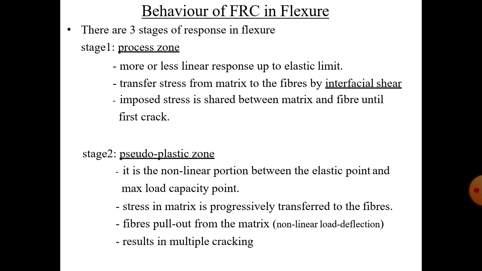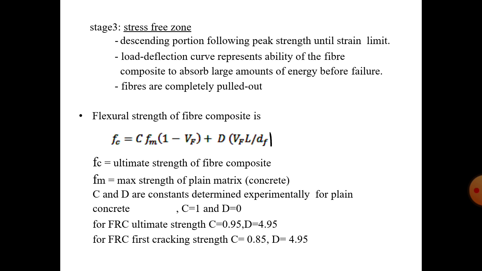In the process zone, it's more or less a linear response up to an elastic limit. Then stress is transferred from matrix to the fibers by interfacial shear, and the imposed stress is shared between matrix and fiber until the first crack. In the pseudoplastic zone, it is a nonlinear portion. Stress in the matrix is progressively transferred to the fibers, and fibers pull out from the matrix, which results in multiple cracking. In stage 3, it's a stress-free zone, a descending portion following peak strength until the strain limit.